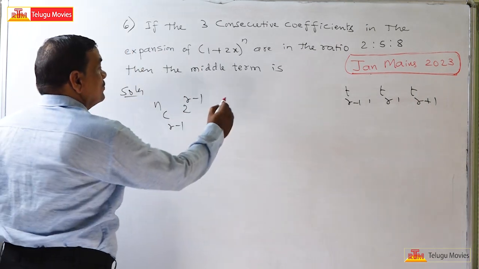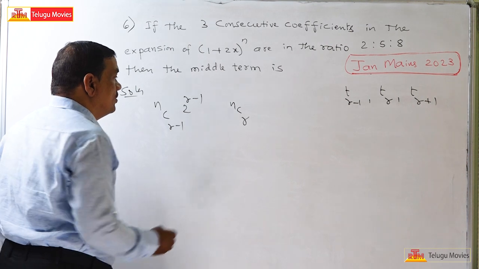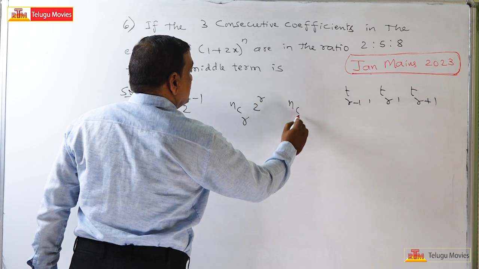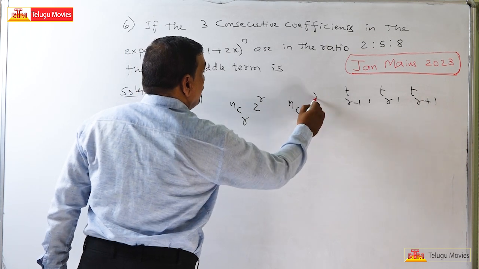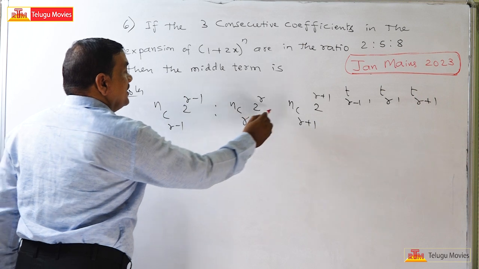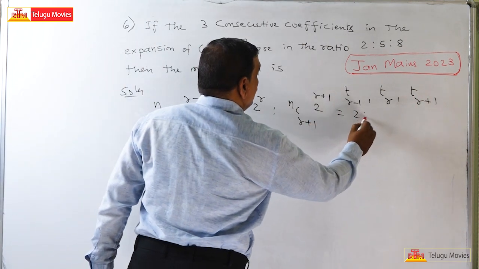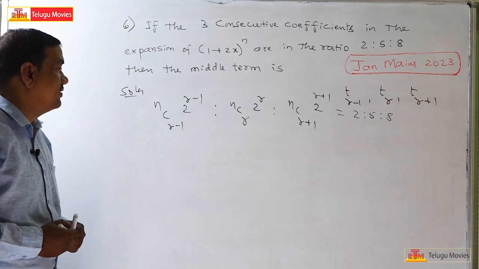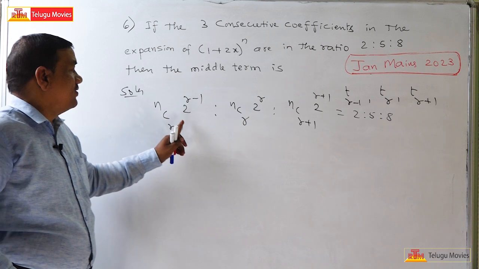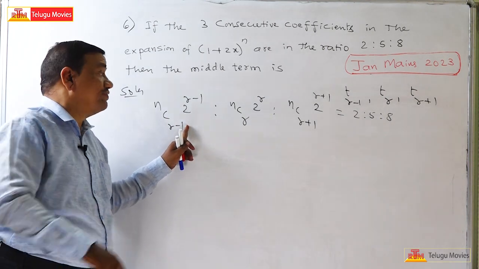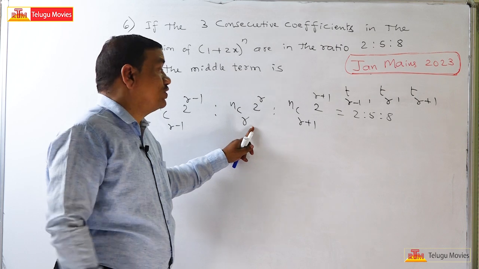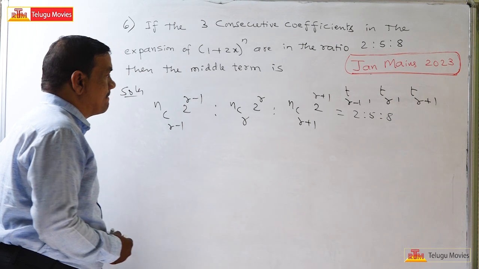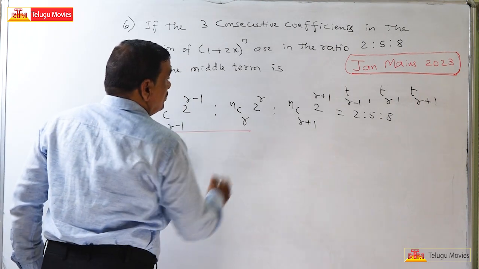The T(r)th term coefficient is nCr 2^r. T(r+1) means nC(r+1) 2^(r+1). These three coefficients are in the ratio 2:5:8. This is the T(r-1)th term coefficient, this is the T(r)th term coefficient, and this is the T(r+1)th term coefficient. Now let us take the first two terms.